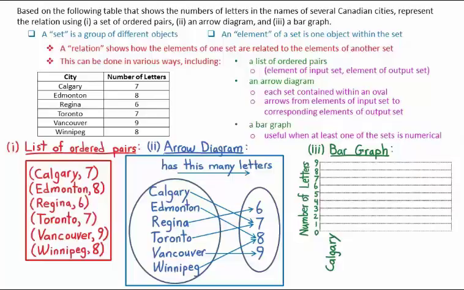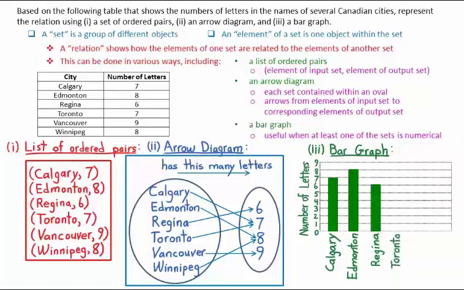Calgary has 7 letters. We therefore use a bar going up to 7. For Edmonton, we use a bar going up to 8. Regina, up to 6. Toronto, up to 7, Vancouver, up to 9, and Winnipeg, up to 8.